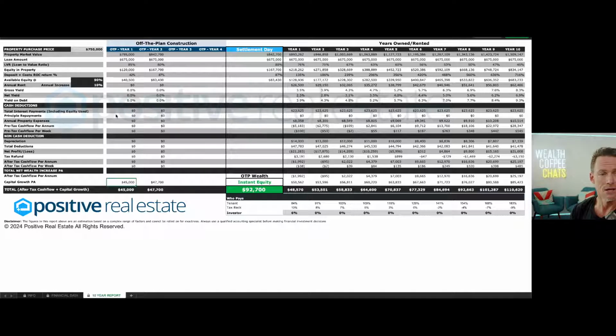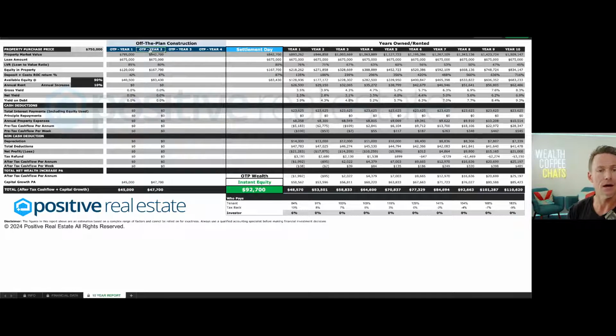So there's no interest payments, there's no principal payments, there's no expenses. And on the flip side, you're not getting any cash flow from it because it's not rented out. You know what I mean? But you are getting capital growth. And that's one of the great things about off the plan as a strategy for investors and also owner-occupiers. You're already building wealth in the property while it's under construction, okay?